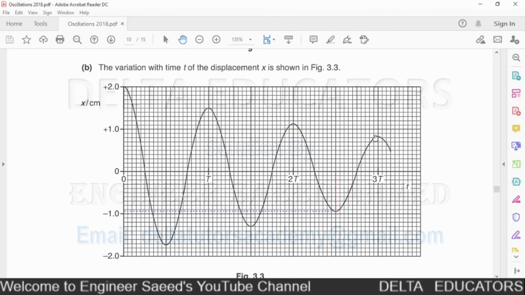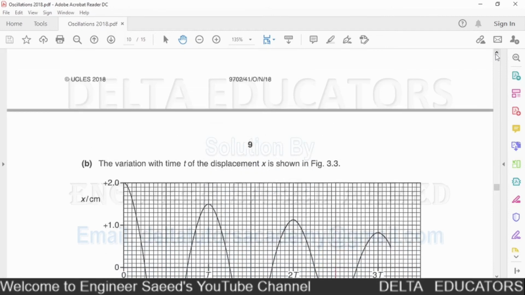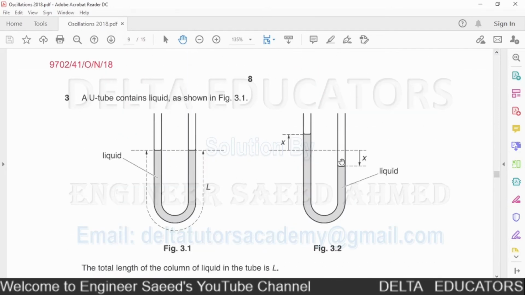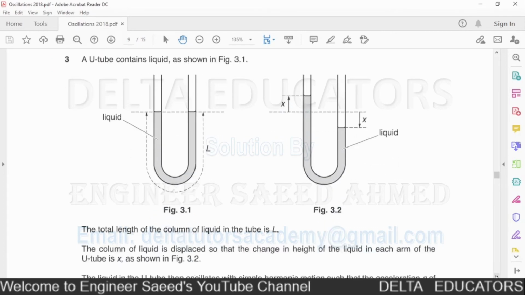And what is the cause of the damping? Here the liquid column is moving up and down. When the liquid column is moving up and down, the molecules of the liquid are in contact with the wall of the container, with the wall of the tube. And when the molecules are in contact with the wall of the tube, there will be friction between the molecules of the liquid and the wall of the container. So one of the causes of the damping is friction between the molecules of the liquid and the wall of the container.